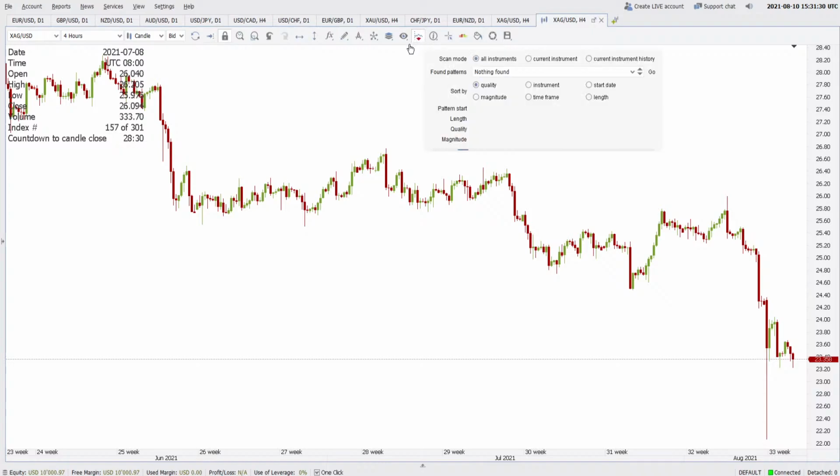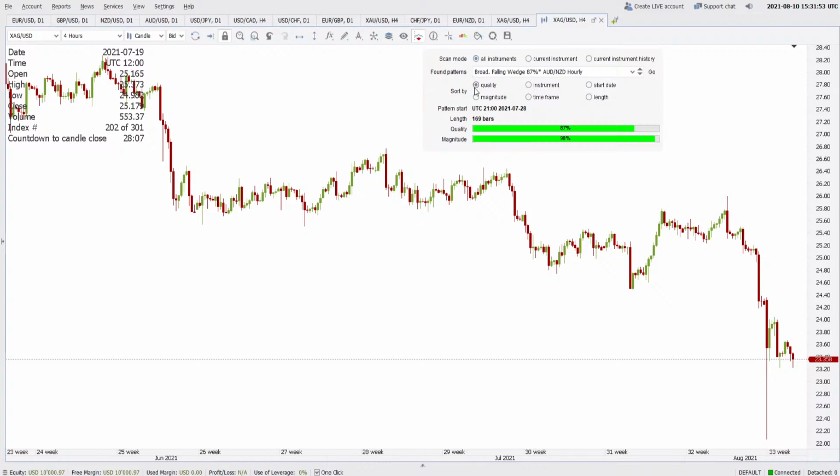You just click on this and it starts searching all the pairs that we have. There are actually three modes: all instrument mode, current instrument mode, and current instrument history. But we don't want current instrument history or only current instrument. We want all instruments. For this, your computer has to have a good processor.